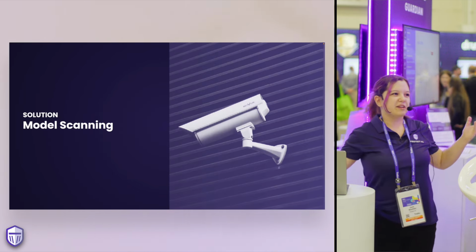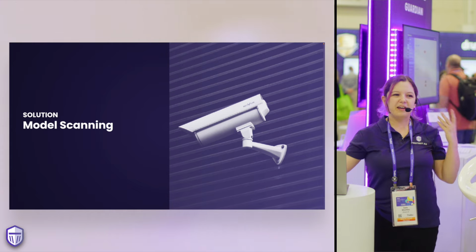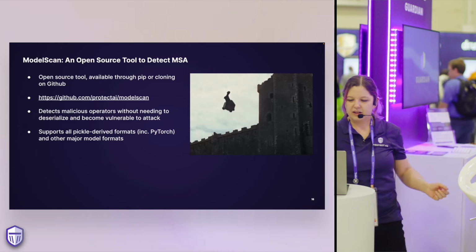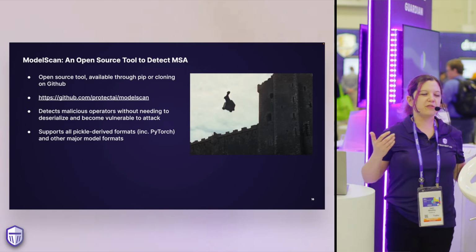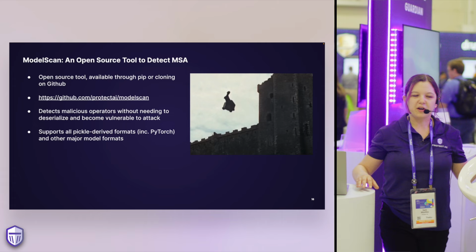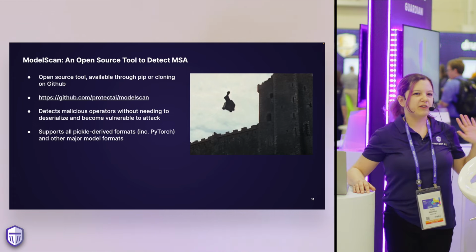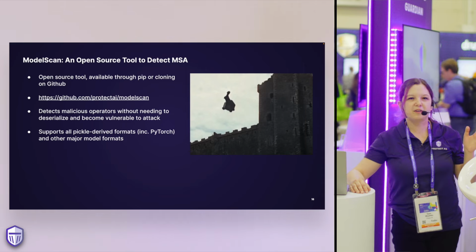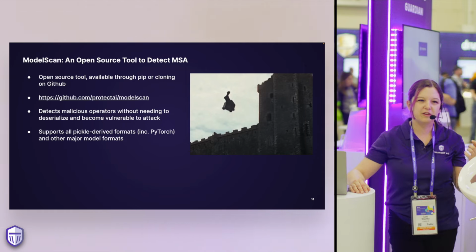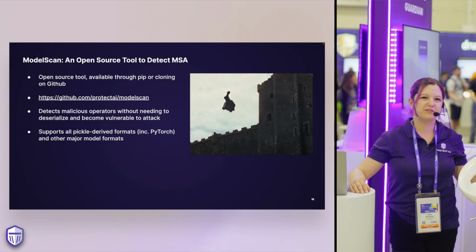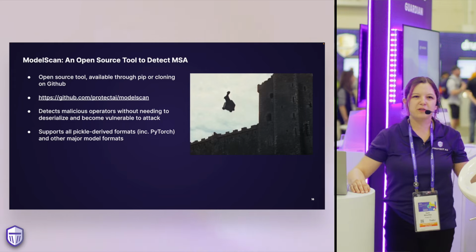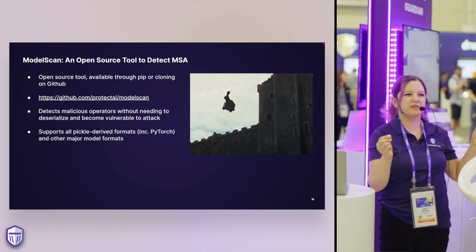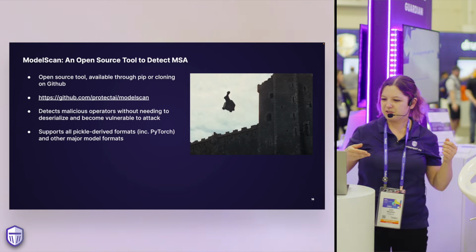So our solution is model scanning. We need an AI-specific scanner to catch these. And we have an open source tool that I've done a lot of work on called ModelScan, just available through pip or cloning on GitHub. And this detects the malicious operators without needing to deserialize the file and put yourself at risk to the attack. So for Pickle, we go through the opcodes in the Pickle and try to reconstruct what it's putting on the stack and what it would execute on your machine.